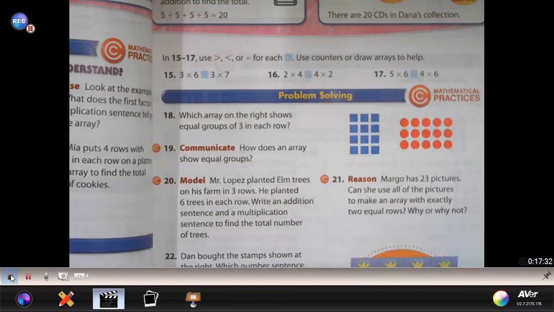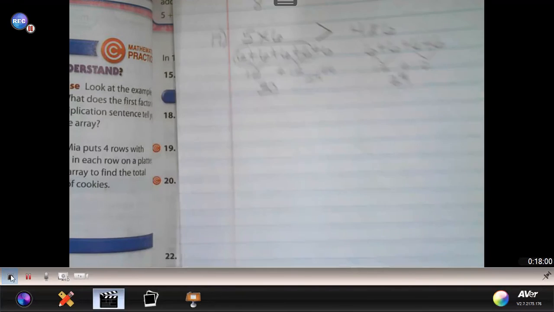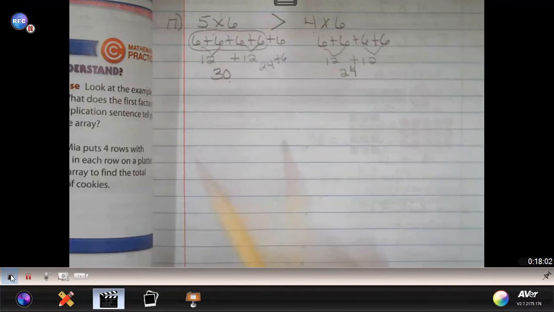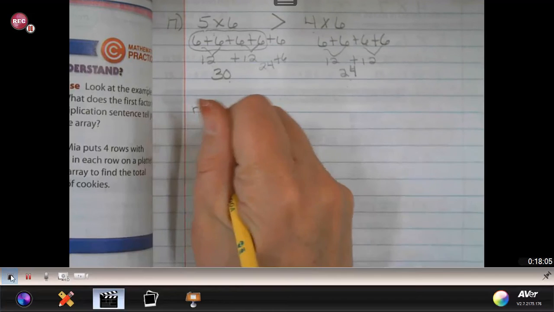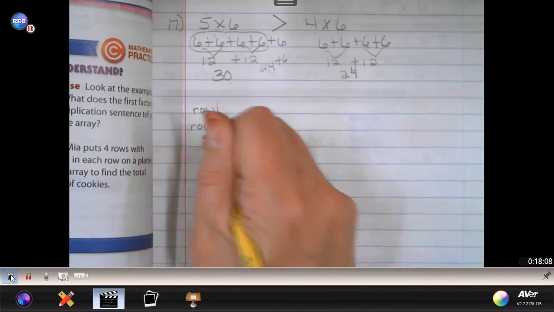Another question I really want to delve deeply into is number 21. Number 21 says, Margot has 23 pictures. Can she use all of the pictures to make an array with exactly 2 equal rows? And then they want you to explain why or why not. So if we were to draw using 2 rows, in this case, 2 rows would be 2 lines. So we could have a row 1 here and a row 2 here.